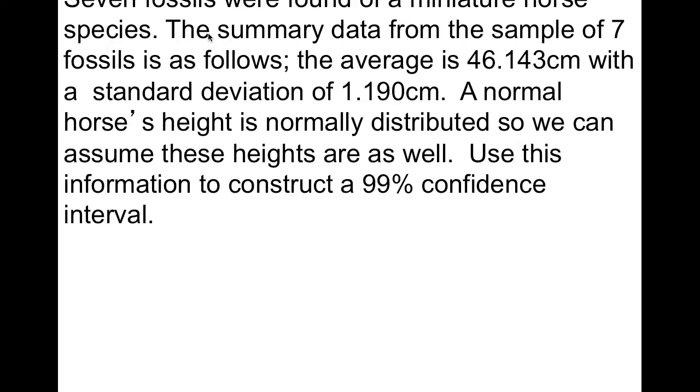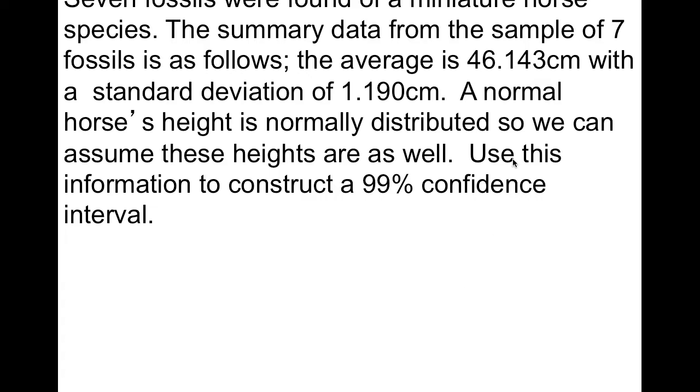Now this next example, slightly different because I'm not giving you a list of data. 7 fossils were found of a miniature horse species. The summary data for this sample of 7 fossils is as follows. The average is 46.143 centimeters. With a standard deviation of 1.190 centimeters. A normal horse's height is normally distributed, so we can assume these heights are as well. Use this information to construct a 99% confidence interval.